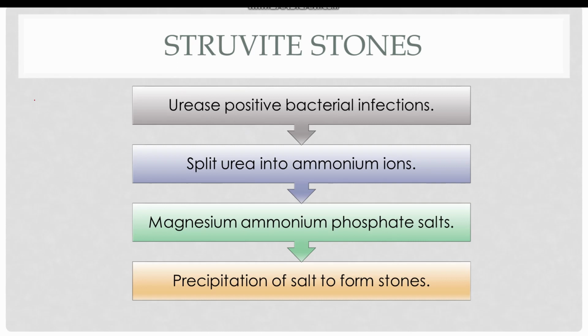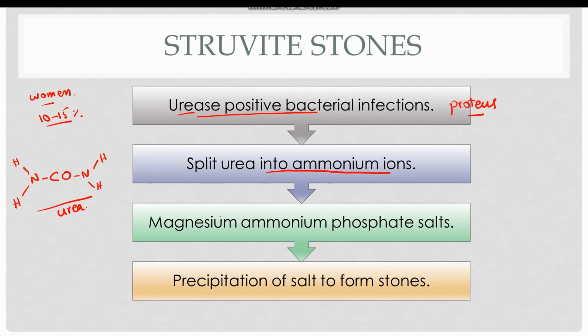Struvite stones are typically more common in women than men, and they constitute almost 10 to 15% of total urinary tract stones. Struvite stones are formed as a result of infection with urease-positive bacteria such as Proteus. The urease enzyme breaks down urea into ammonium ions, and these ammonium ions combine with magnesium and phosphate to form magnesium ammonium phosphate salts. These salts ultimately precipitate to form struvite stones.